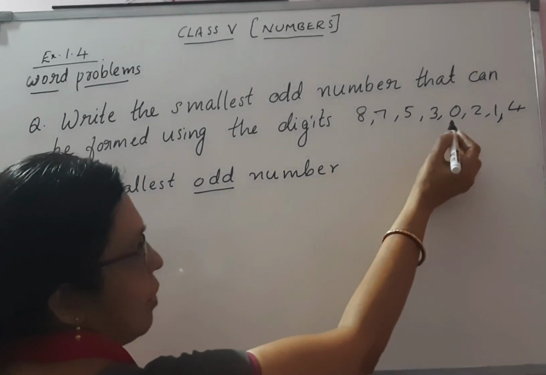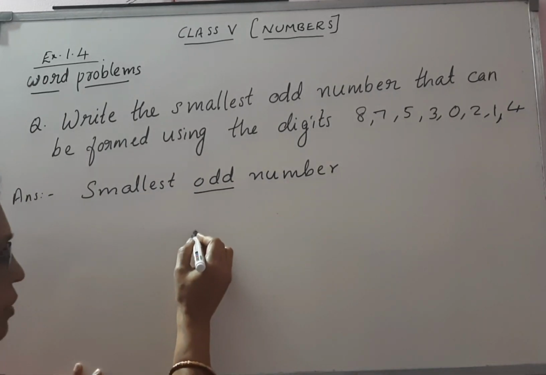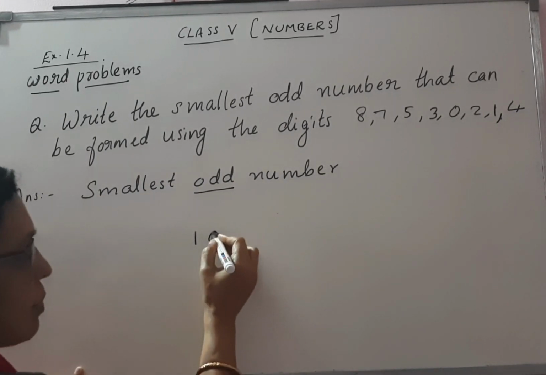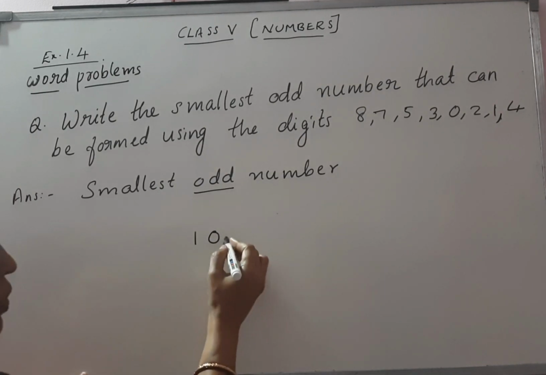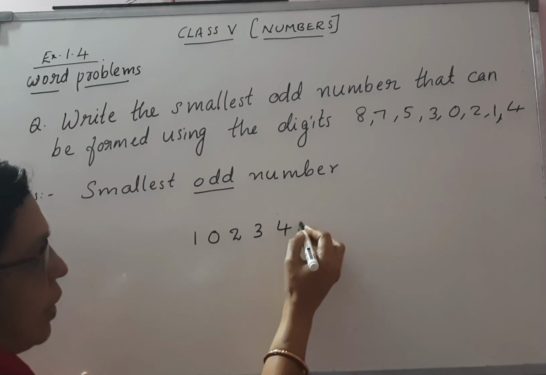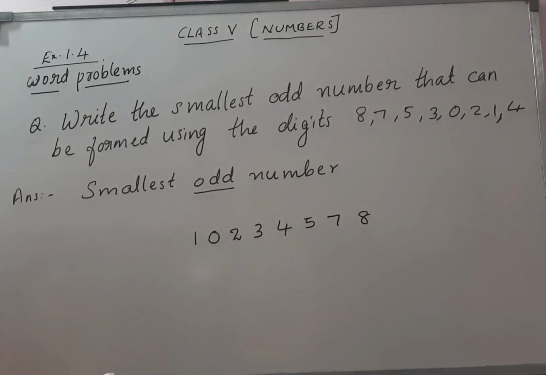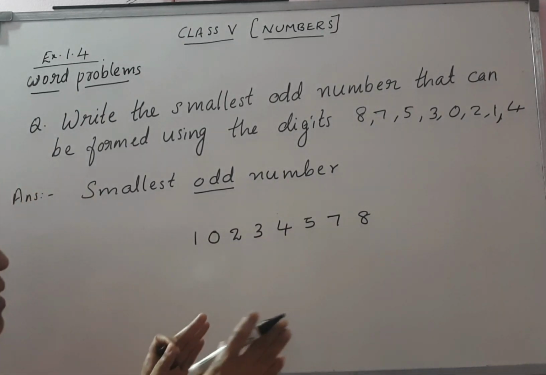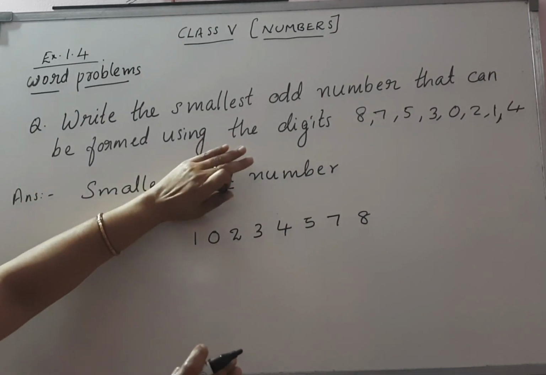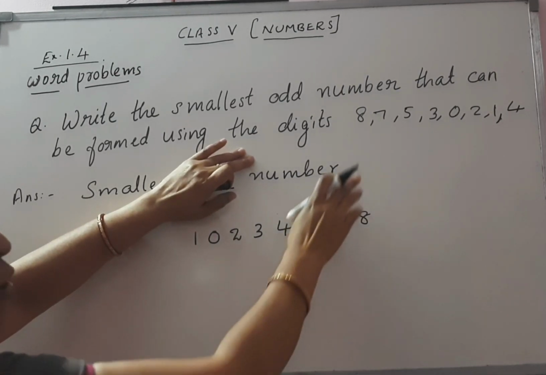So 0 is there. We cannot start with 0. So what is the next digit? 1. We can write 1. Next, in the second place you have to put 0. Then 2, then 3, then 4, then 5, then 7, then 8. So these are the digits arranged in ascending order. I am not taking the odd condition, I am only forming the smallest number using the digits.